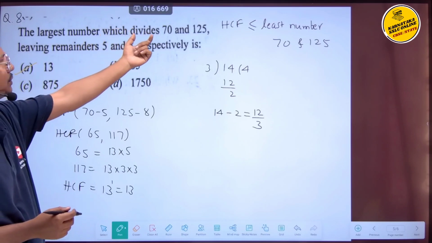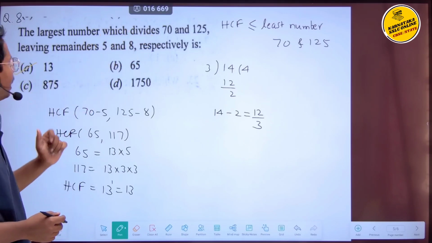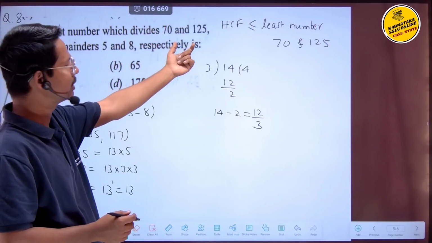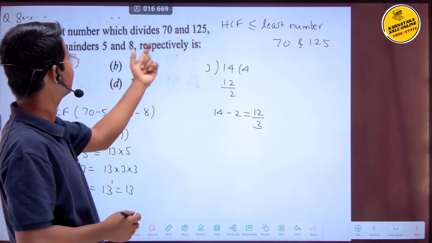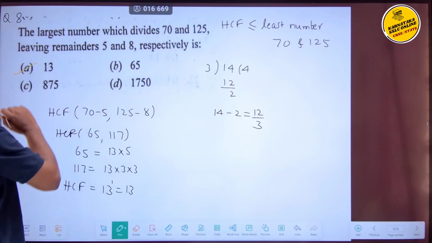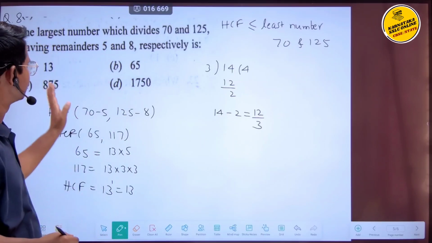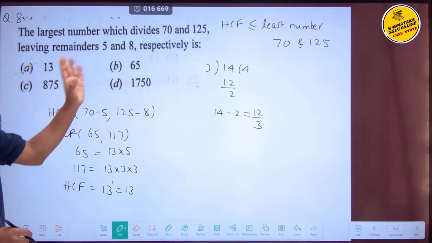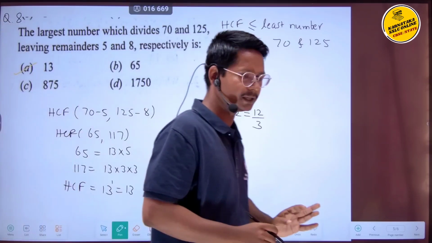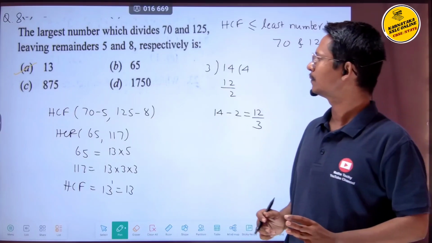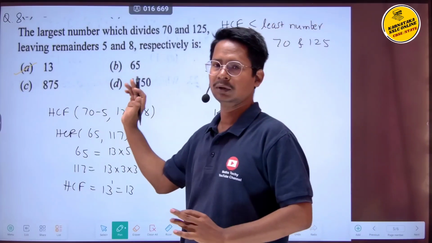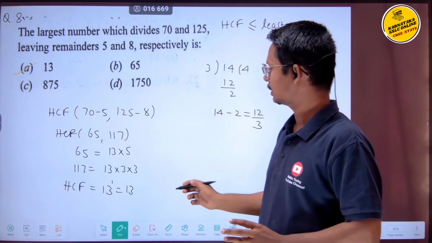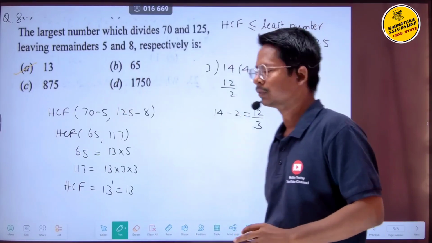13 5s are 65, remainder 5, and 13 9s are 117, so 125 minus 117 is 8. So this is with respect to option A. So no need to check all the other options. As far as MCQ is concerned, you can go with the options also, but subject to this, these are the steps you need to follow. So the correct answer is 13. Okay, next one.